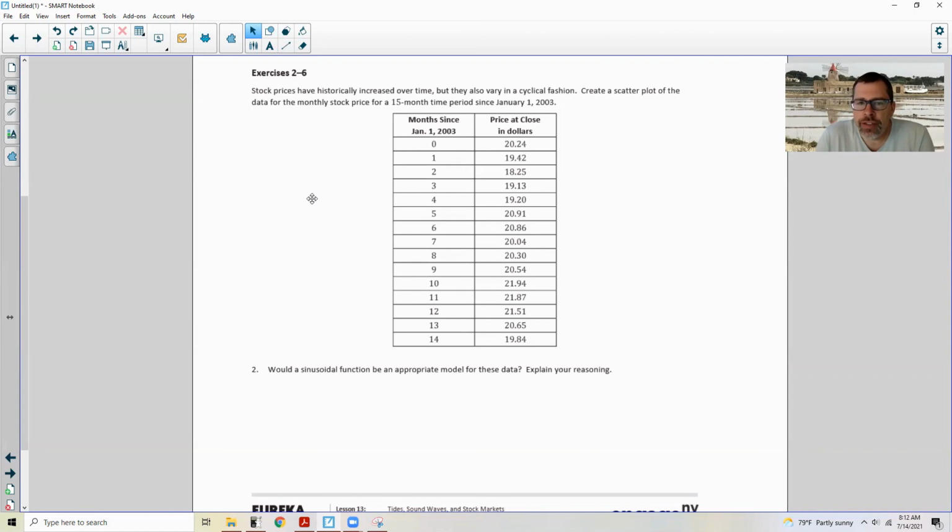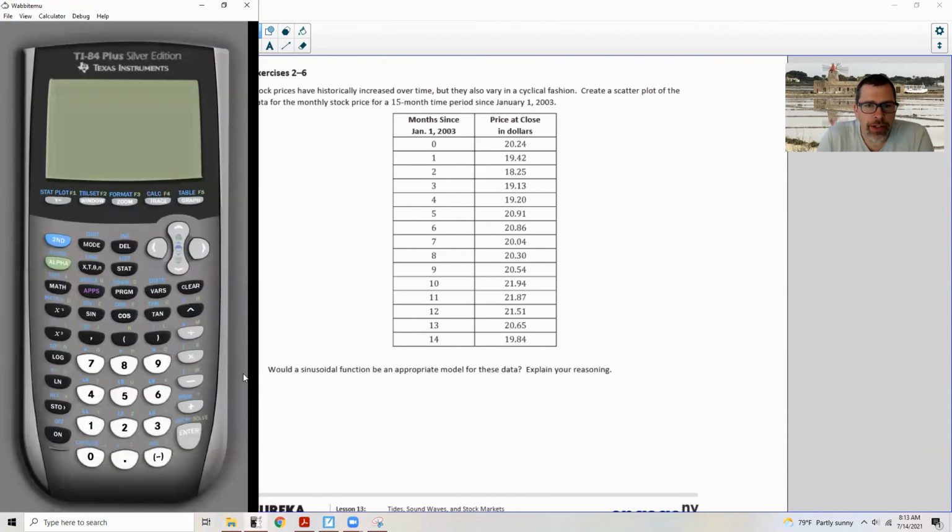So it says to create a scatter plot of the data for the monthly stock price for a 15-month time period since January 1st, 2003. So here's January 1st, 2003, month since 0, that'd be January 1st, February 1st, March 1st, and so on. Once a month. Okay, so we're going to create this in the calculator.